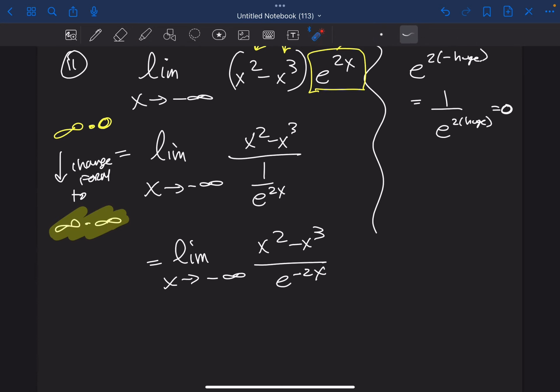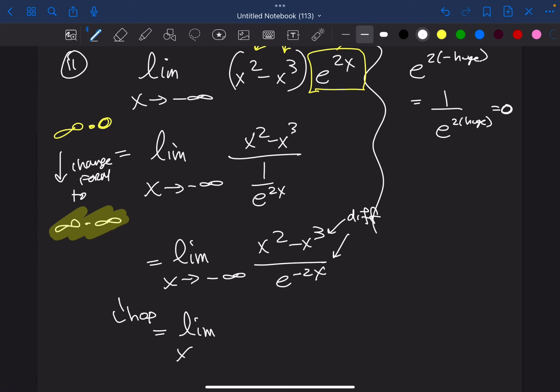Why? Because if you put in negative infinity and you square it, this is going to be positive infinity. If you put in negative infinity and cube it, that's a negative times a negative times a negative, which is negative, with the negative in front we've got positive infinity on top. And on the bottom, you have negative 2 times negative infinity, in other words, negative huge, times a negative, which makes it positive, so it's blowing up. So now we can use L'Hopital's rule because the top is differentiable and the bottom is differentiable.